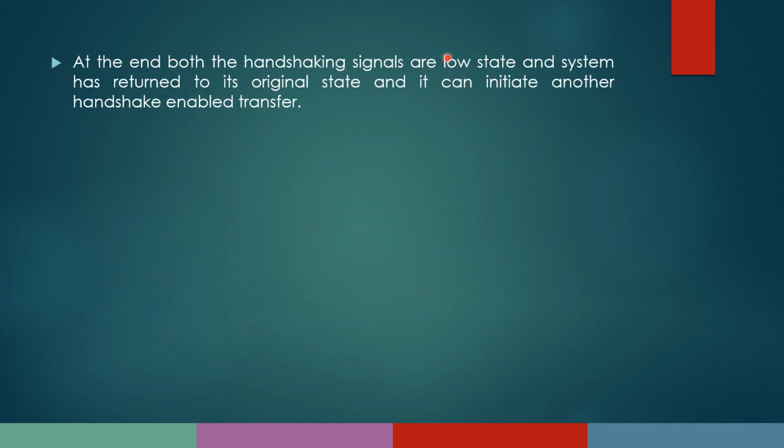Now we have seen the 4-cycle handshake using the two handshaking signals. Once this is complete, that is, after the 4 cycles, both the handshaking signals will be in the low state. At the end, both handshaking signals are low, and the system returns to its original state, and again it is capable of another communication. It can initiate another handshake-enabled transfer. So again the handshake mechanism, the 4 cycles will continue, data transfer will take place, then the next handshake, and so on.